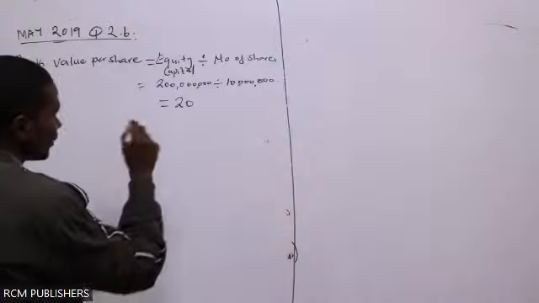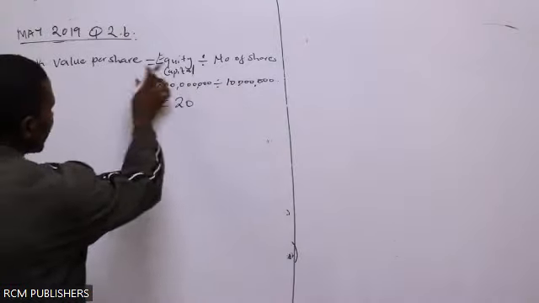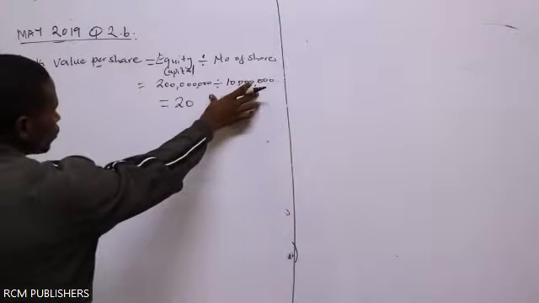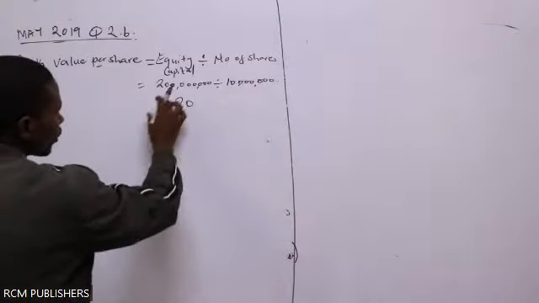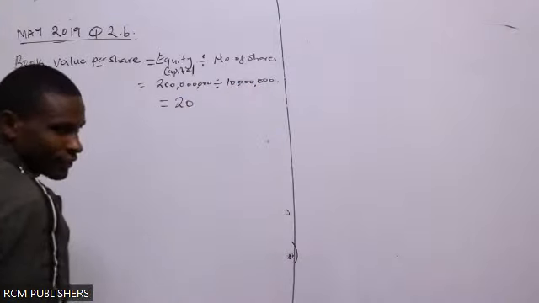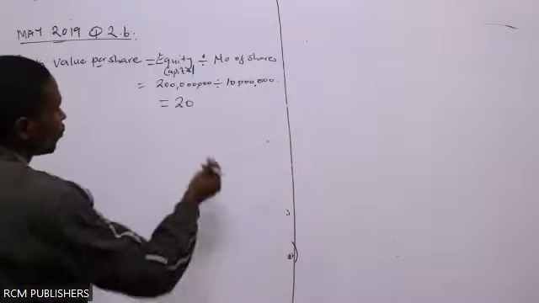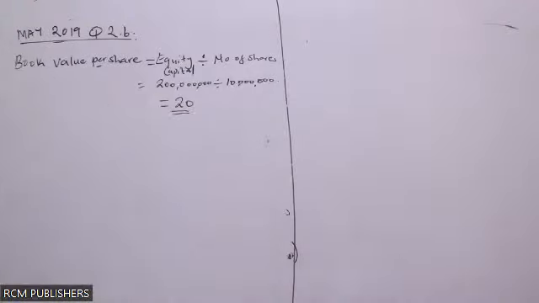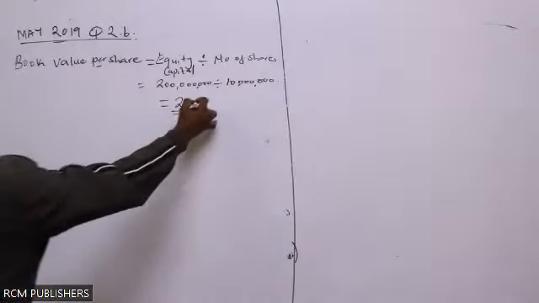This is shillings 20. So to reduce the equity capital to this, each share will come out at shillings 20. So you need to understand what you are looking at. So that is shilling 20. I think I should put it in that order.